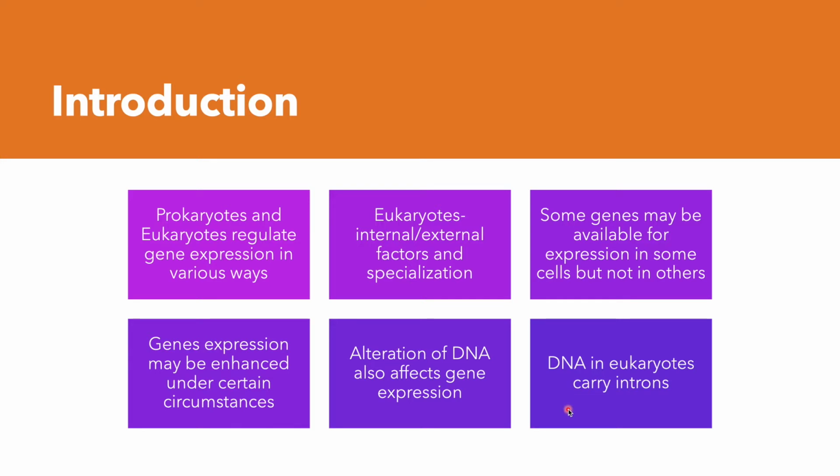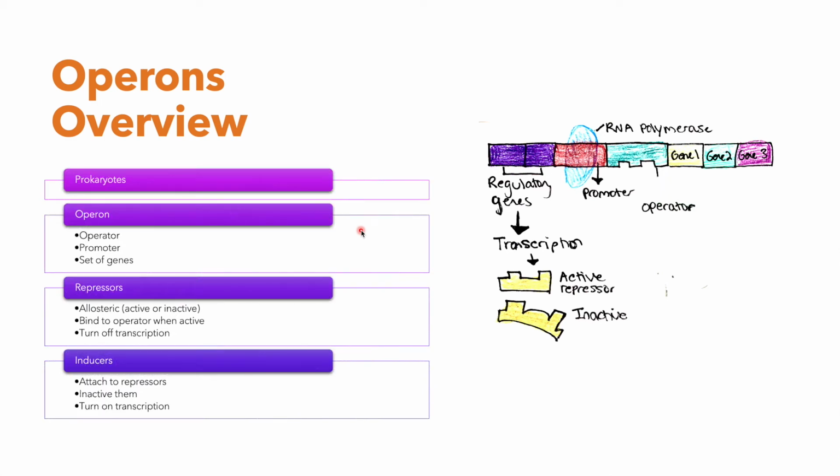DNA in eukaryotes contains large areas of non-coding sequences called introns, which allow for variable gene expression. Prokaryotes primarily use operons for gene regulation. Operons do not exist in eukaryotes.